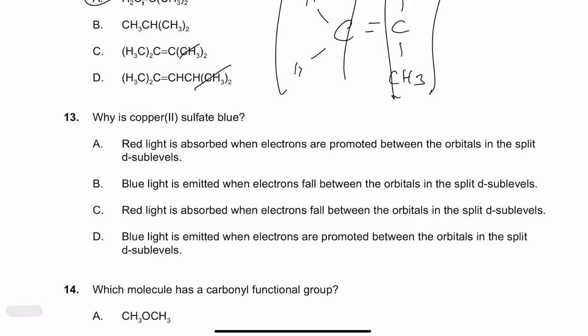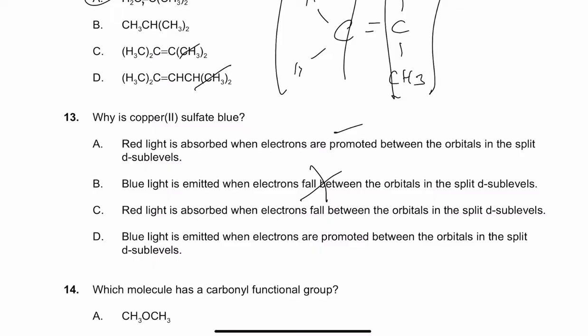Why is copper(II) sulfate blue? Now let's just read the options here. Red light is absorbed when electrons are promoted between the orbitals in the split d sublevels. Sounds about right, but let's just check the other ones. Blue light is emitted when electrons fall between the orbitals in the split d sublevels. Completely wrong. We know that electrons don't fall between the orbitals, and we know that blue light technically is not emitted. It is only shown as it is reflected as a consequence of red light being absorbed.